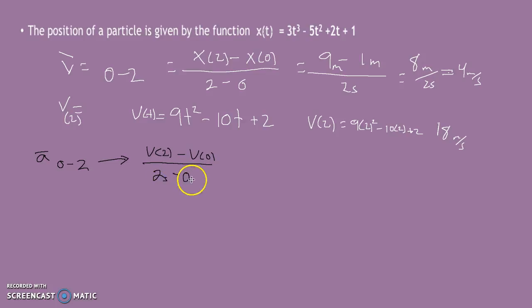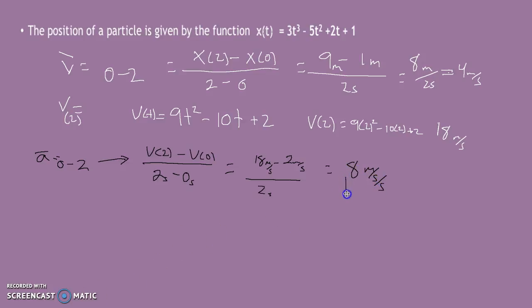So in this case, instead of using this position function, to find our acceleration we use this velocity function, because we're looking at the average change in velocity. If we substitute in 0, we get 2 meters per second. If you substitute in 2, you're going to get 18 meters per second. That's going to give us an acceleration of 8 meters per second per second.